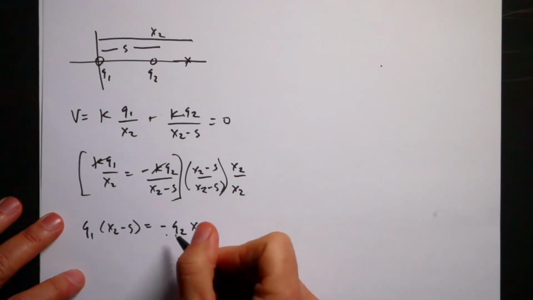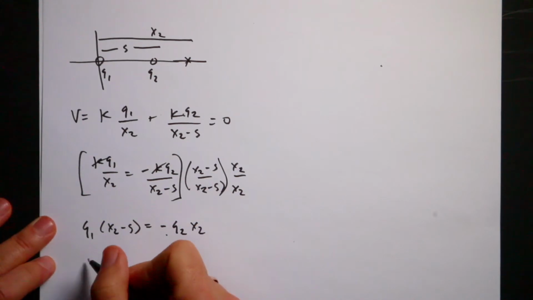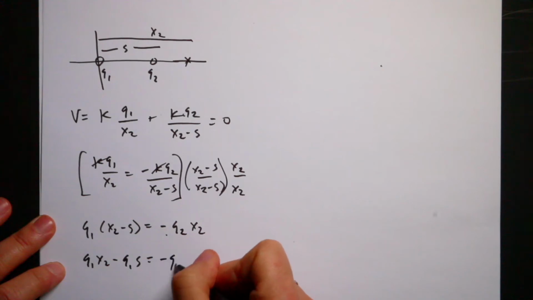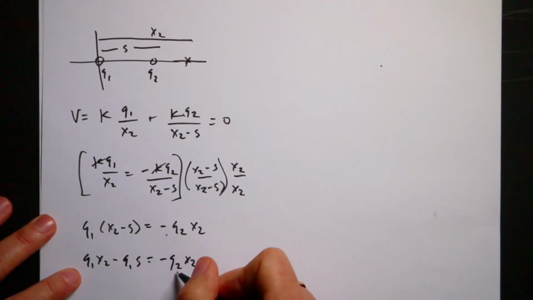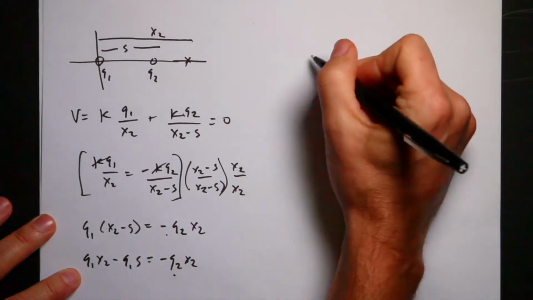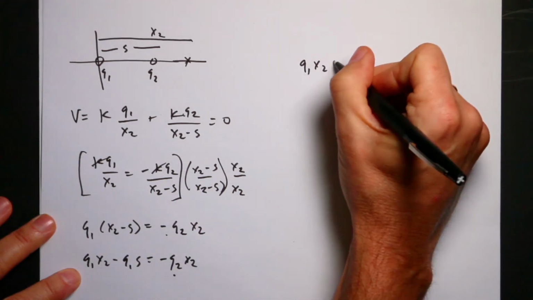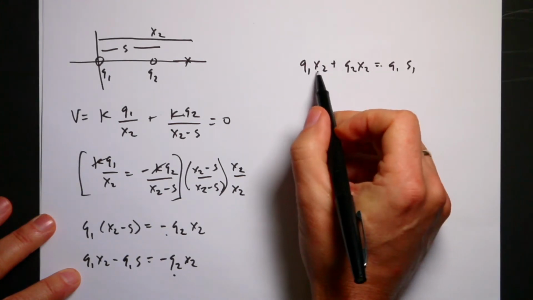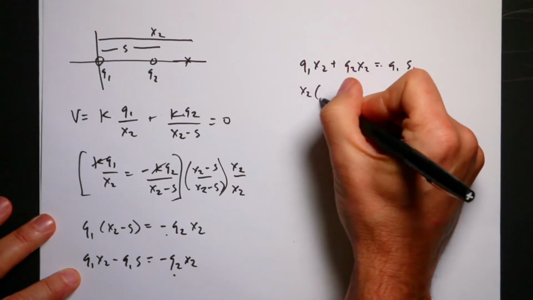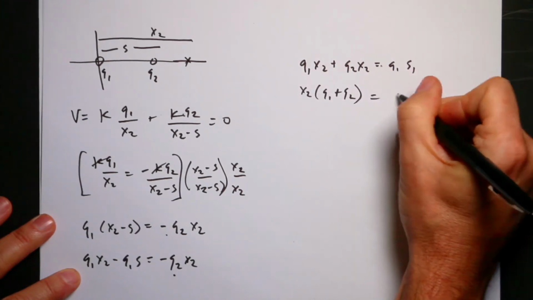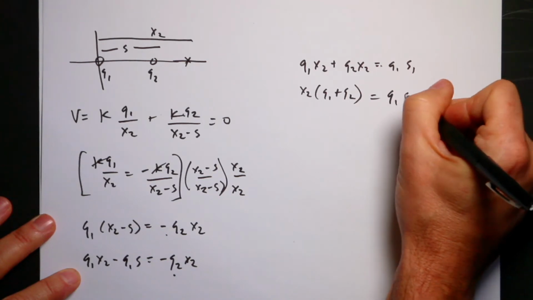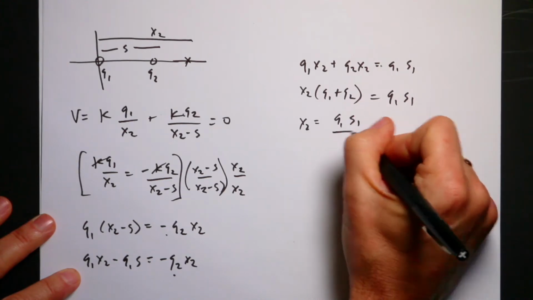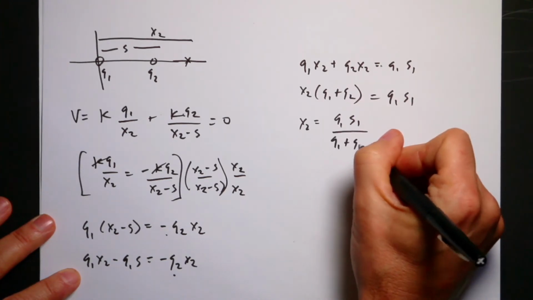I want to solve for X2, so let's get those to the other side. Let's multiply this out. I get Q1 X2 minus Q1 S equals negative Q2 X2. Now I'm going to add this to both sides and add that to both sides. I get Q1 X2 plus Q2 X2 equals Q1 S. Now I'm going to factor X2, Q1 plus Q2 equals, did I lose a minus sign? I don't think I did. And so X2 equals Q1 S over Q1 plus Q2.